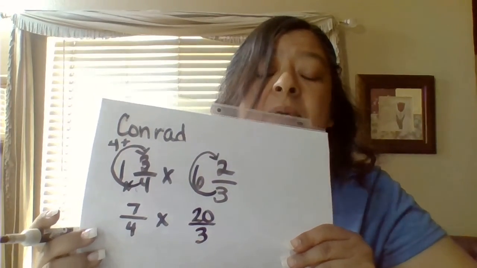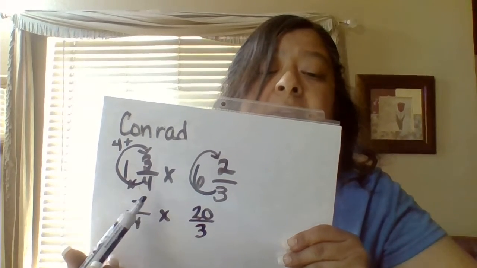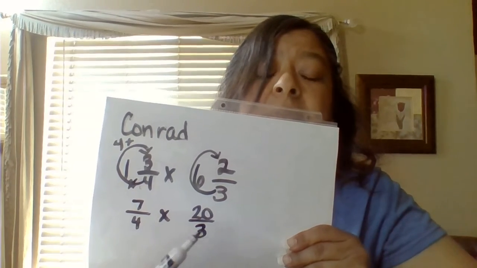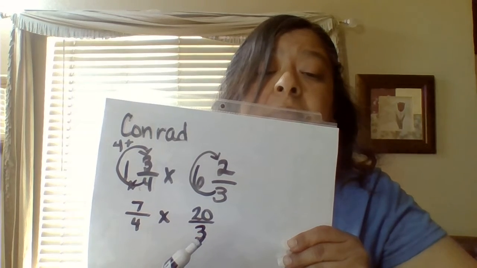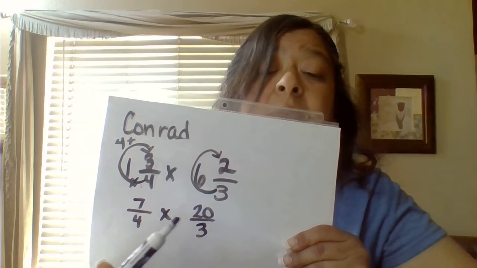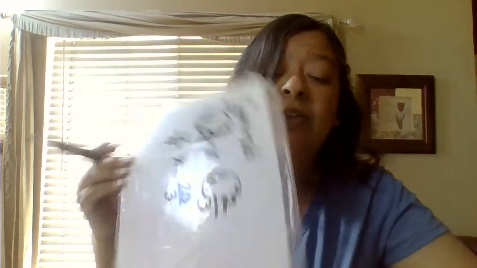All right. So now we can multiply across 7 times 20 and 4 times 3, but we could also simplify this before. We could do cross-canceling before we actually multiply it. So if you look at the 4 and the 20, can you say 4 goes into 20 so many times? 5 times. Yes, so cross out the 20 and put a 5. Okay? Done. Now cross out the 4, and so 4 goes into 4 how many times? 1.